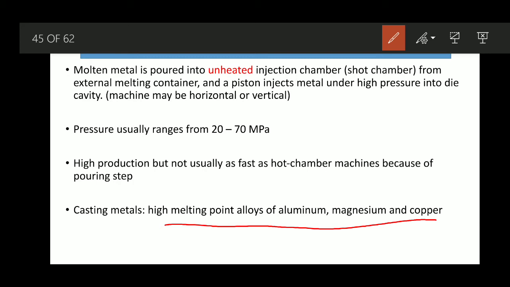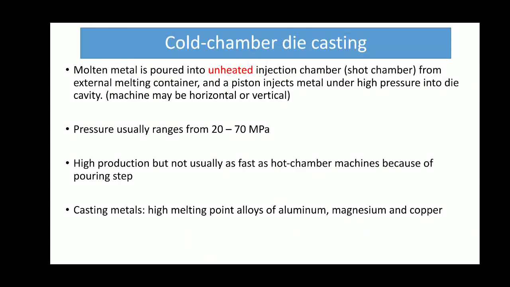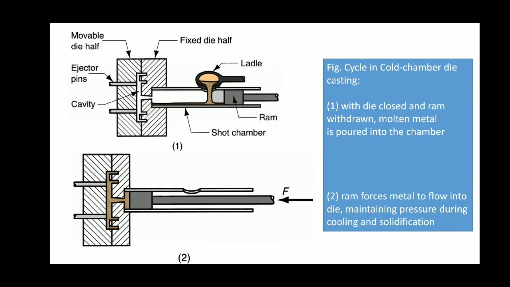First is the facility or arrangement available. Next is the working material, the casting metal. Here we go for high melting point alloys. That is one of the advantages of cold chamber die casting, because we are melting the metal outside of the setup. Now, with respect to the setup, here we are showing a horizontal type setup.